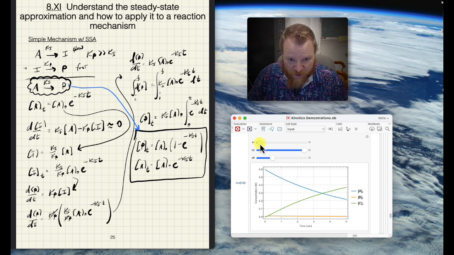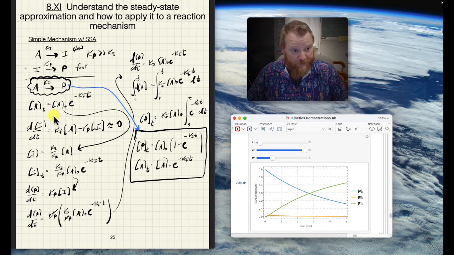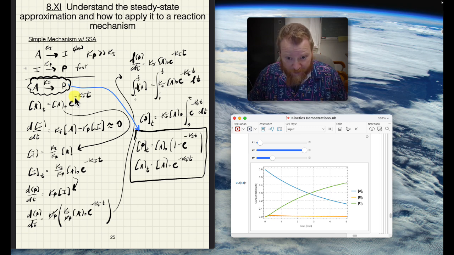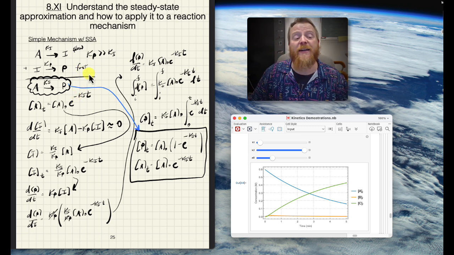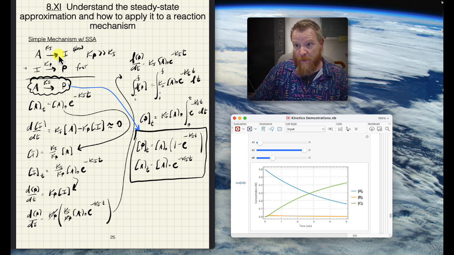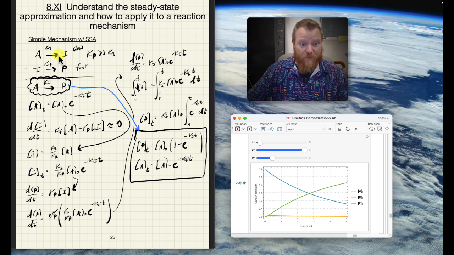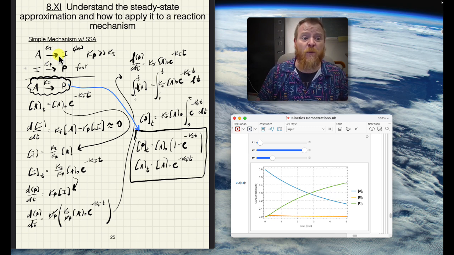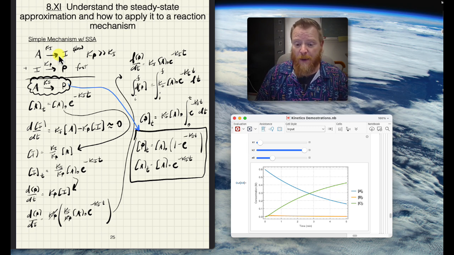I'll try to turn that up just a little bit so we can see it do some reaction. So in other words, when we have a clear rate determining step, and for simple mechanisms, that would be the first step being the clear rate determining step, then the steady state approximation applies, and our rate law is consistent with the slowest elementary step.